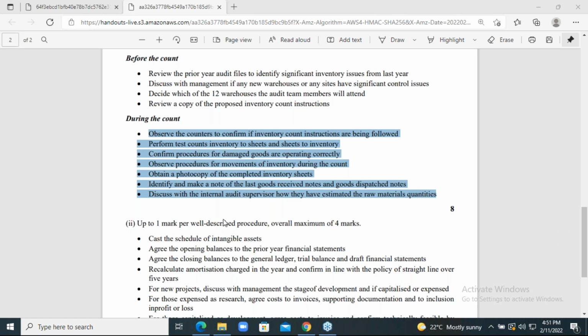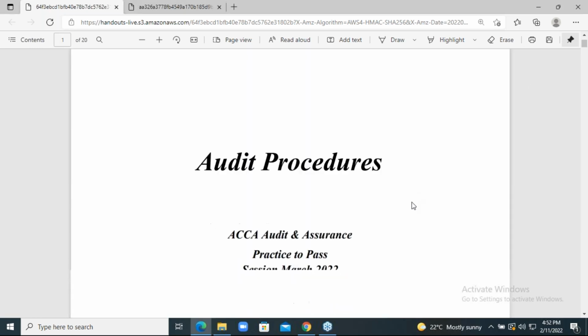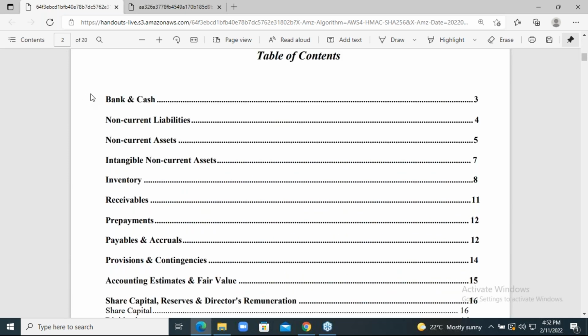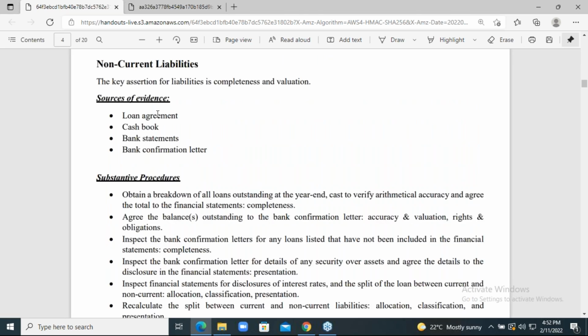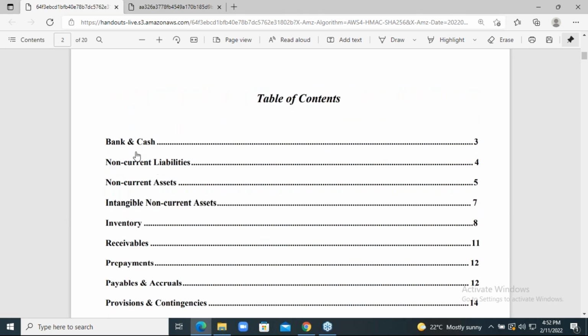Yes, Isha is asking how to memorize them. Okay, so if you want to memorize these procedures, the way is that you select 2 or 3 heads per day. Like you say, okay, bank and cash and non-current liabilities. Now these are the 2 heads I'm going to tackle today. So these are my today's assignment.